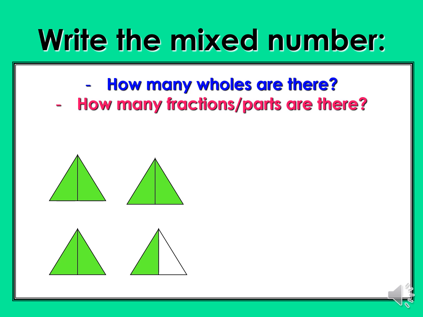Okay, so now let's write this as a mixed number. So the first thing to look at is how many whole ones do I have? So I've got 1 whole one, 2, 3 whole ones. So our mixed number is going to start with 3, and then how many parts do I have? So I've got this one split into 2, so it's going to be 2 on the bottom of the fraction, and there's 1 of them shaded in. So it's 3 and 1/2, we'd write that.